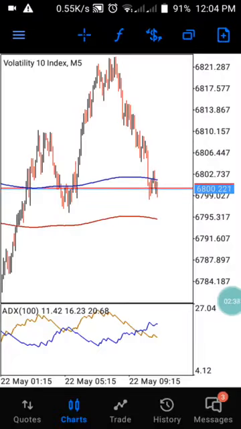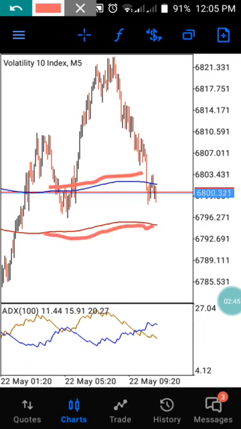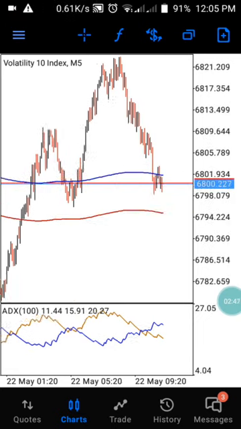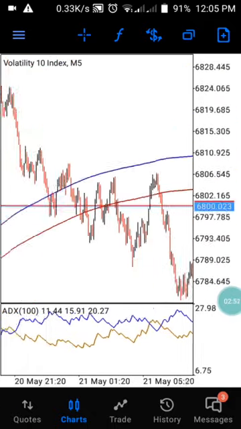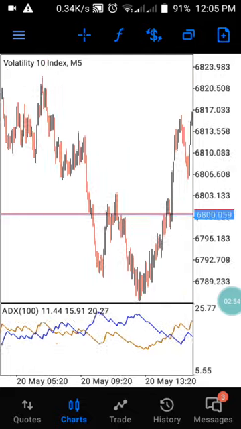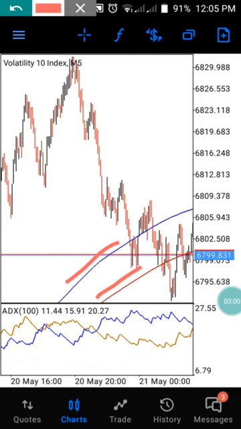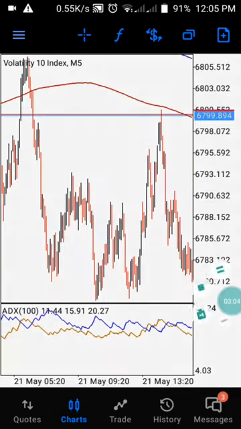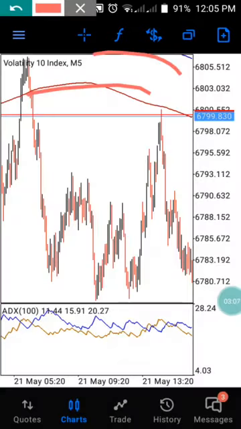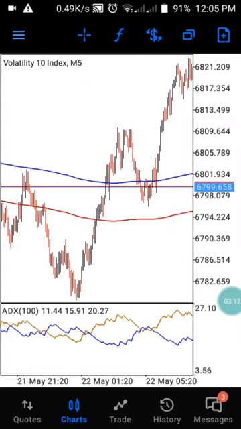Let me explain how this strategy really works. As you can see, this is our Envelope, with a blue line and a red line. This Envelope always tries to explain the trend of the market for us. If the Envelope is moving below the price, the market is in an uptrend, and if it is moving above the price, the market is in a downtrend. That's exactly how this strategy works.